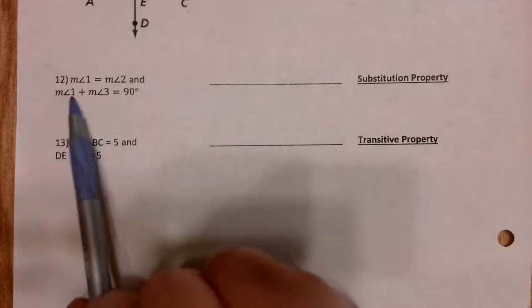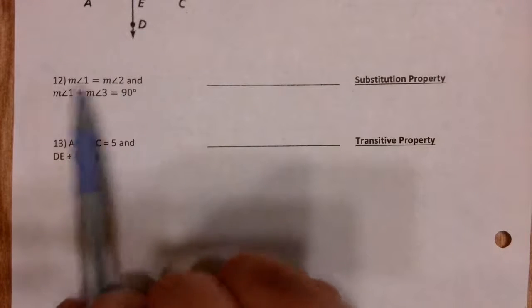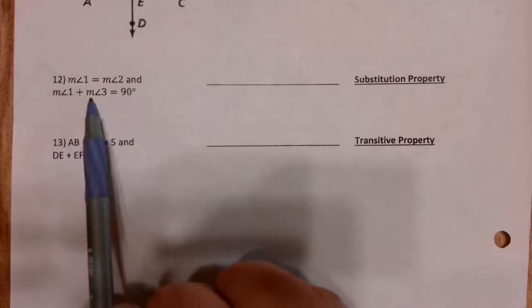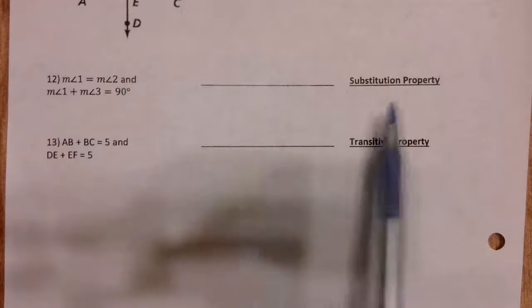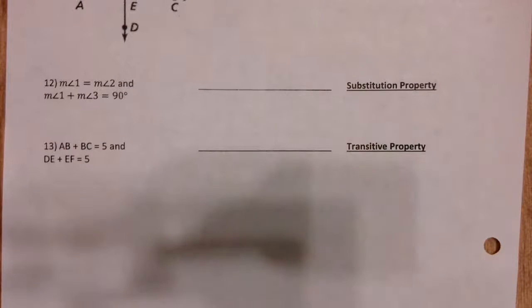So, measure of angle 1 is equal to measure of angle 2, and the measure of angle 1 plus the measure of angle 3 equals 90. And we're using the substitution property is what they say. So you've done substitution before. Normally, like, you substitute an x into the equation. We did it in chapter 1. That means that everywhere there's an x, you replace it with something.